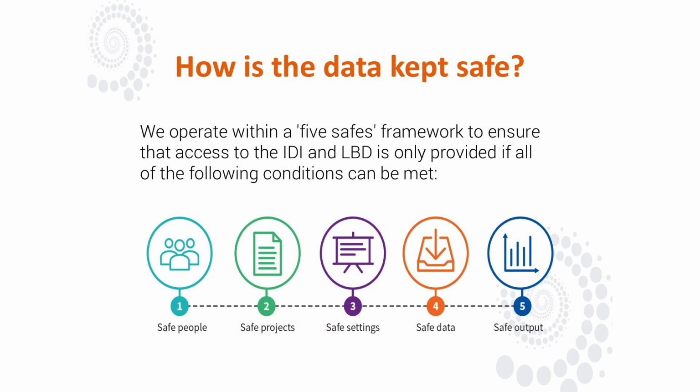Safe projects is also really important. So the data has to be used for statistical research purposes, and there has to be a public interest element to the work that people are doing. And so all projects are assessed on a case-by-case basis. We are currently working through how we can change that process to make it more transparent and a bit more timely, because it can be a little bit cumbersome for researchers, so we're finding a good balance there.